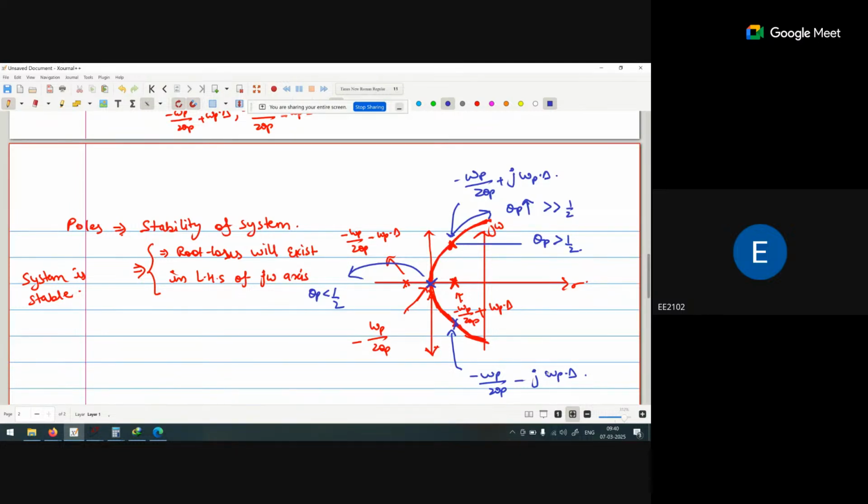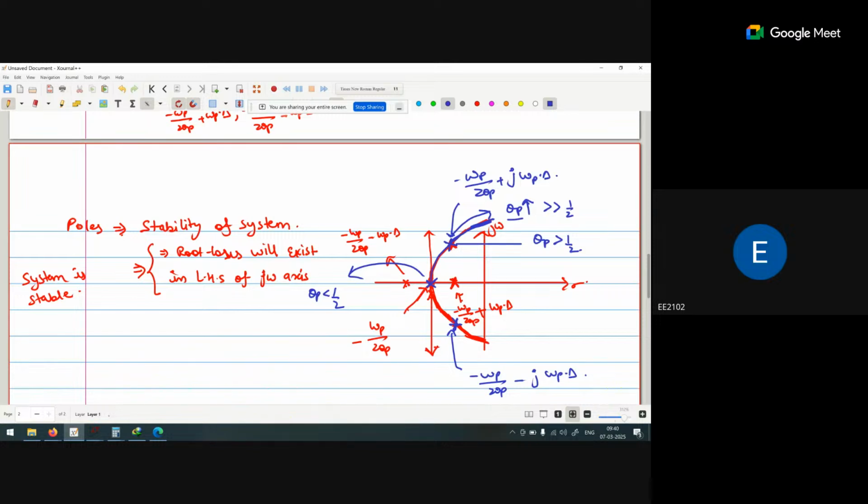Okay. So what will it do? The root locus will move towards the j omega axis, and after a certain value of QP, it will cut the j omega axis. And if it cuts the j omega axis, that means the root locus now lies in the right hand side of the j omega axis, or we can say my system is unstable.